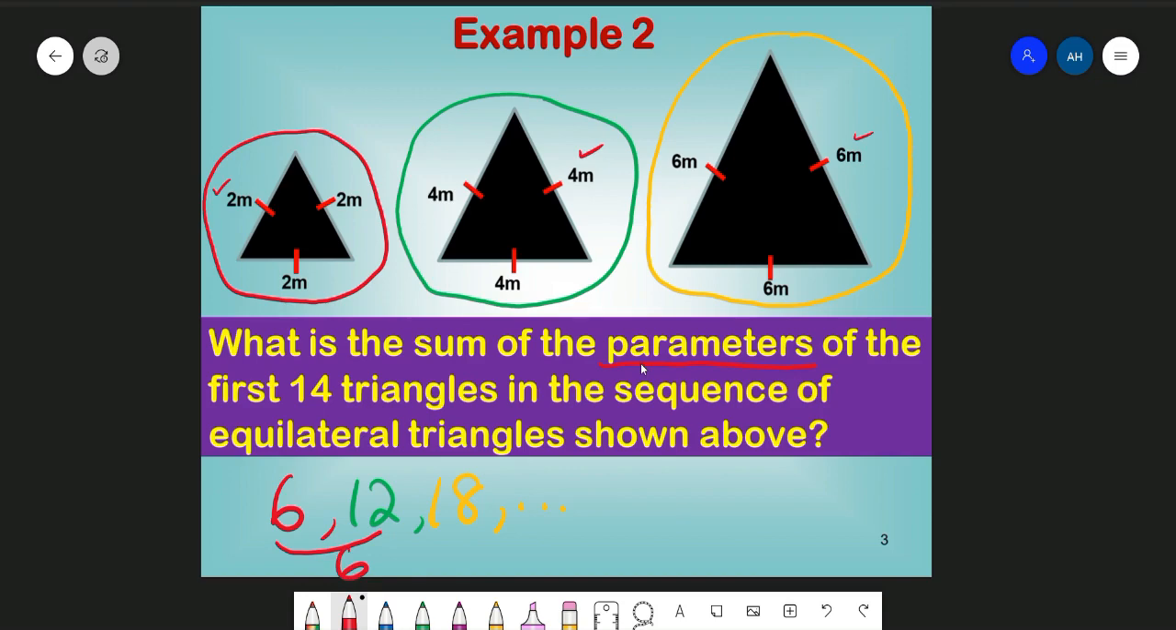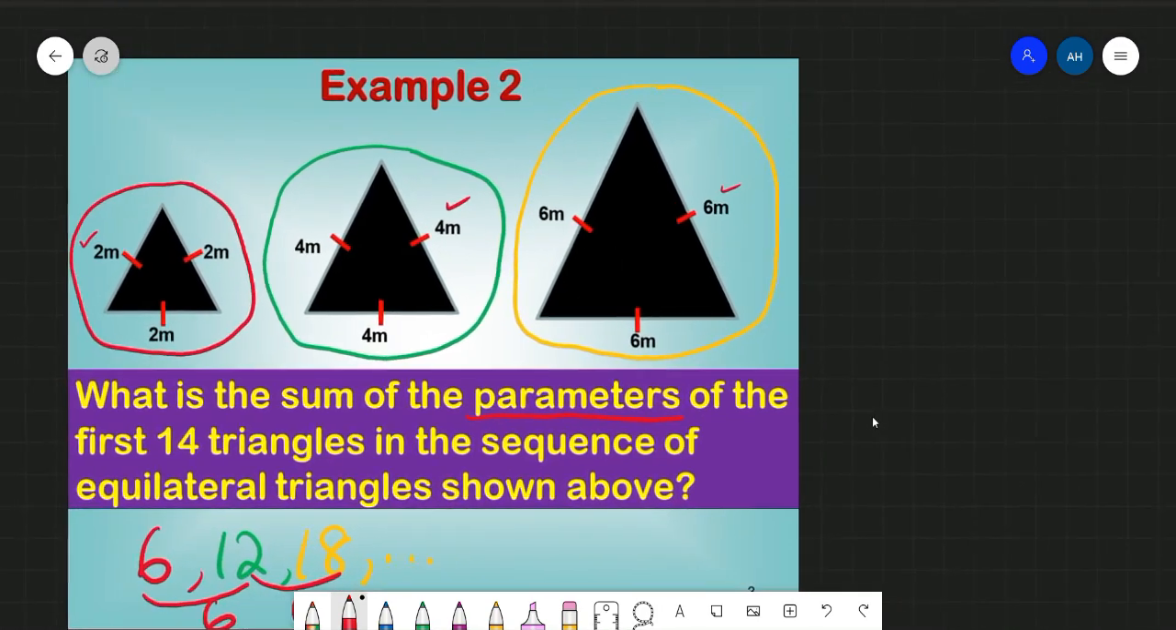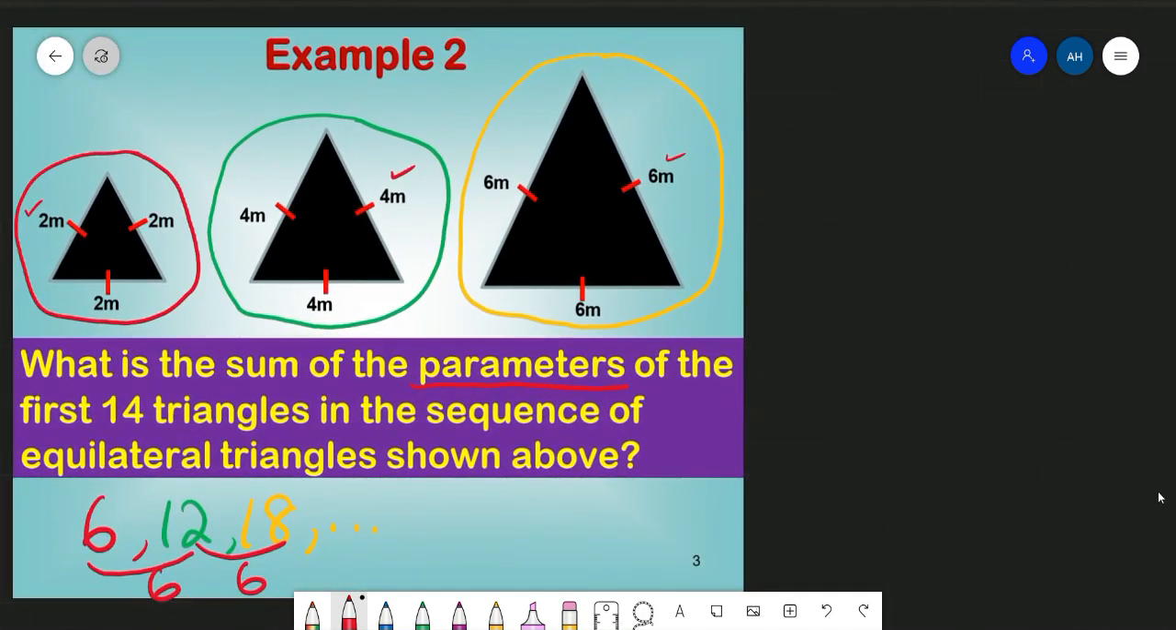Between 12 and 18, the difference is also 6. Therefore, we have the common difference equal to 6. Now, let's make a list of all the information that we have from the diagram in this problem.